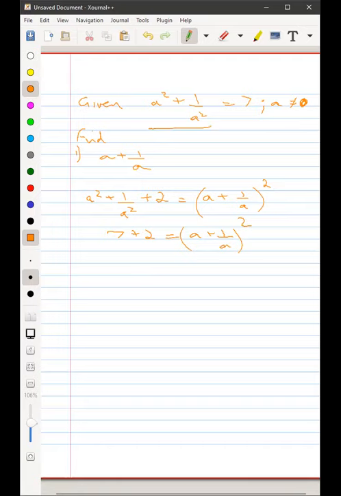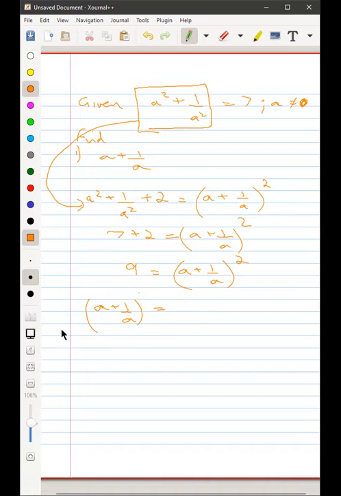Oh, yes. What is 7? 7 is a squared plus 1 upon a squared. We just need to put this value here, right? Okay. So 9 is equal to a plus 1 upon a whole squared. How do we remove the square? We find the square root, right? Yes, 9 square root, which will be 3.